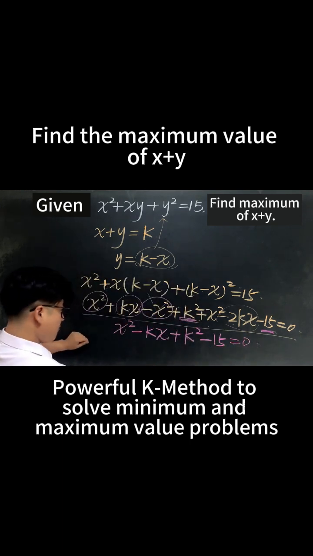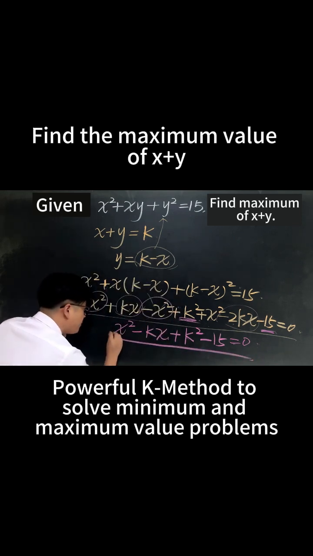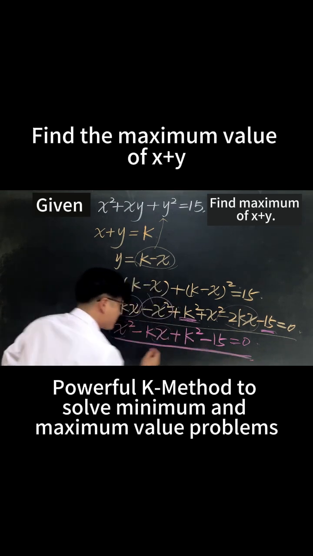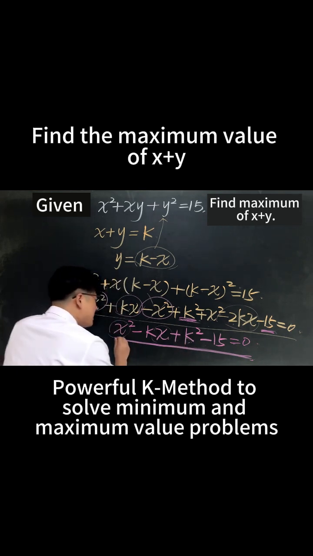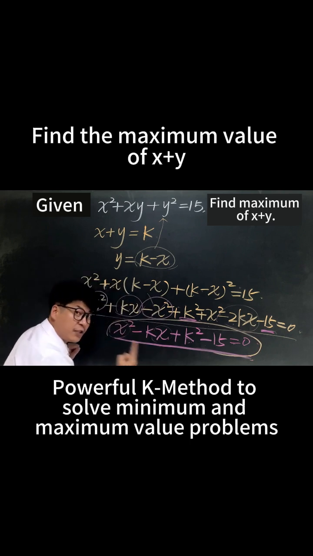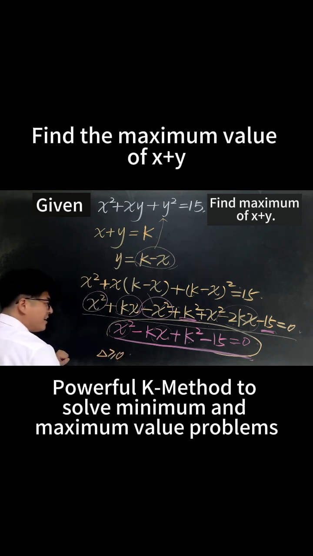And then everyone, isn't this a quadratic equation in one variable? It's a quadratic equation in x. Everyone, k is a constant term. What should we do at this step? For this equation to have real solutions, it must satisfy a certain condition. What is that condition? Isn't the discriminant supposed to be greater than or equal to 0?